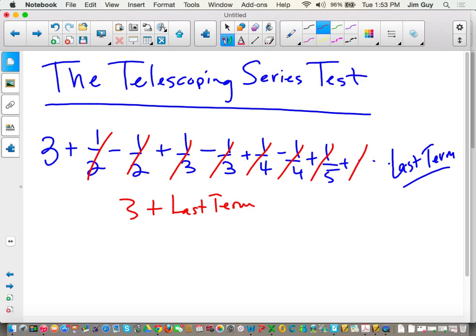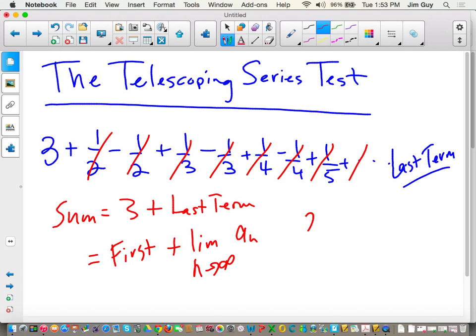Okay, so how do you find the sum? This is the sum right here. Well, we need to know what this last term is, right? So the sum is just going to equal the first term, or the first value, whatever it is, even if it's part of a term, plus the limit as n approaches infinity of the last term, a sub n. What are all these values approaching here? 0. So this is why we know it's 3 plus 0, which you just did in your head.